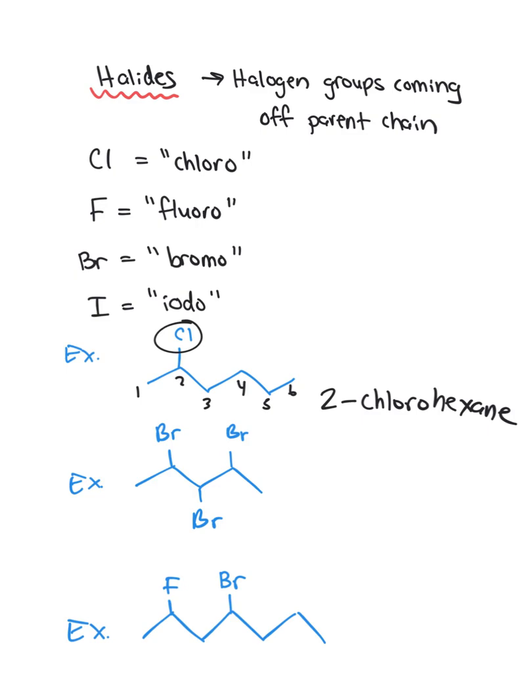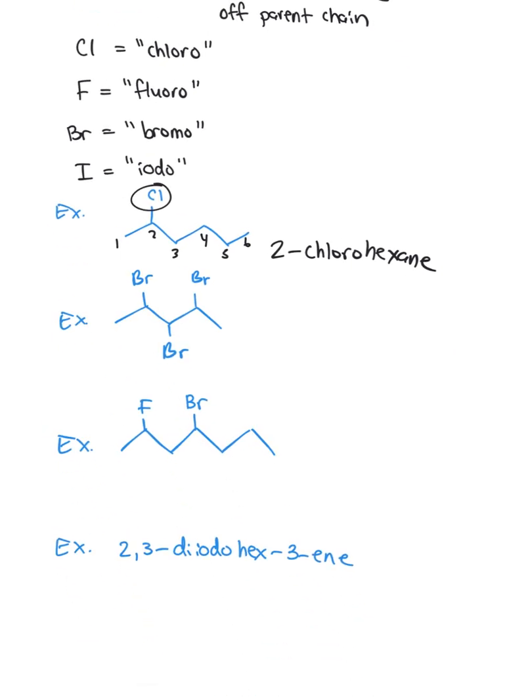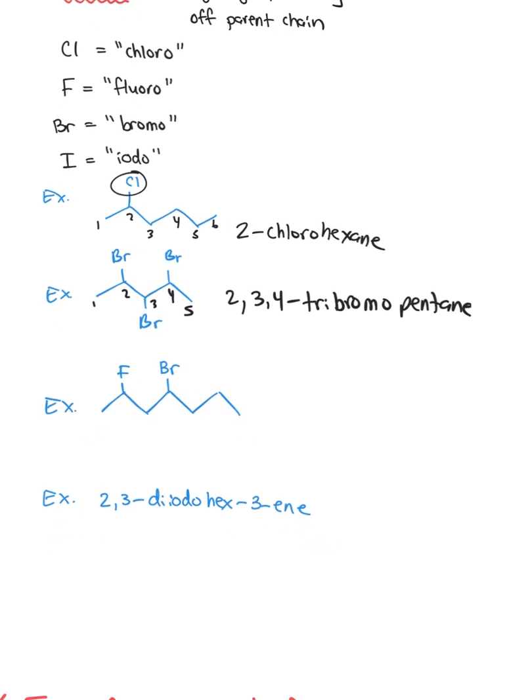And if we have multiple, we use the same rules. So here we have 1, 2, 3, 4, 5. I have a bromo group at 2, 3, and 4, tribromo, and pentane, showing we've got 3 bromo groups and our pentane is 5.